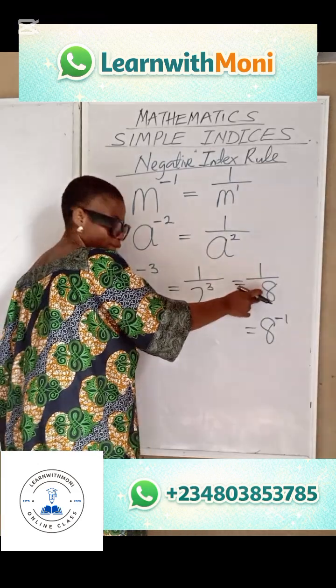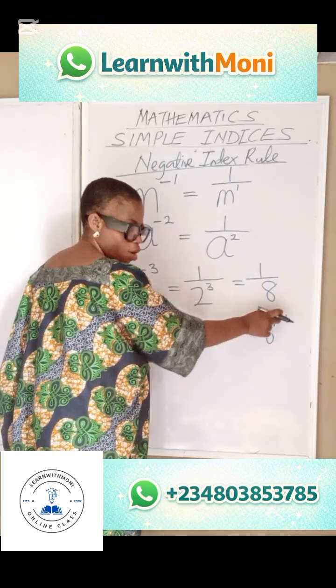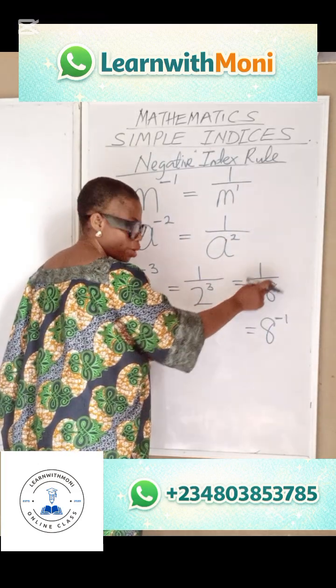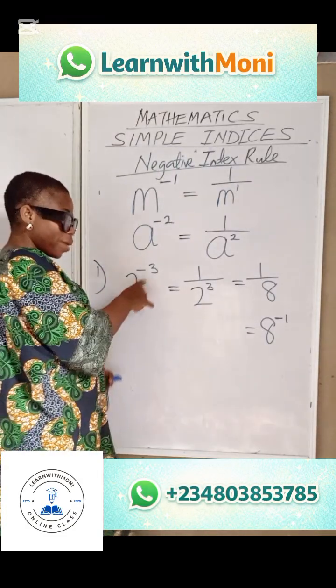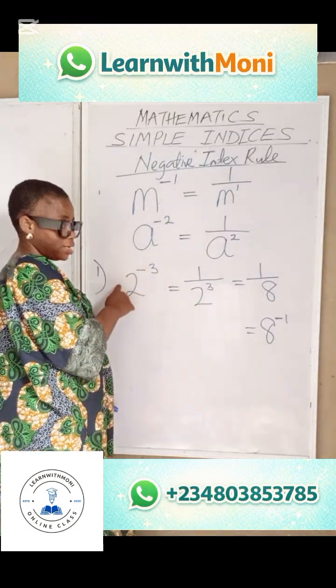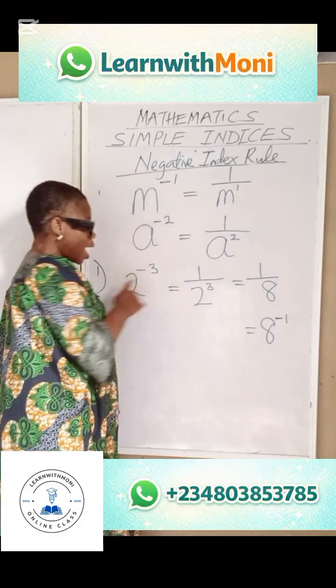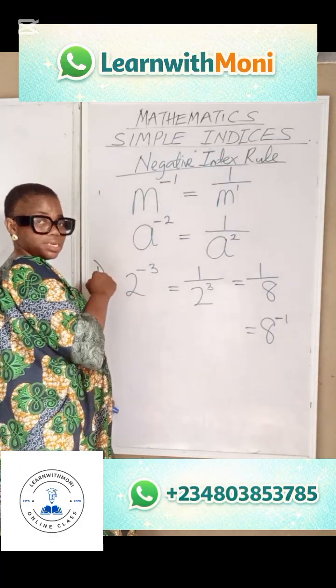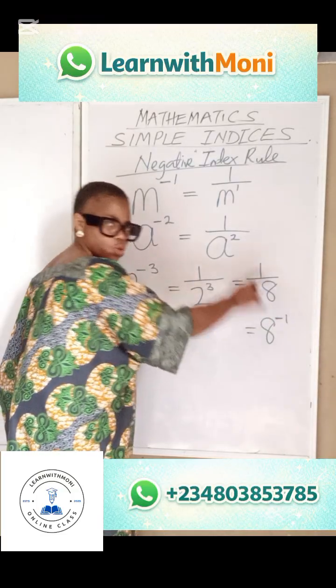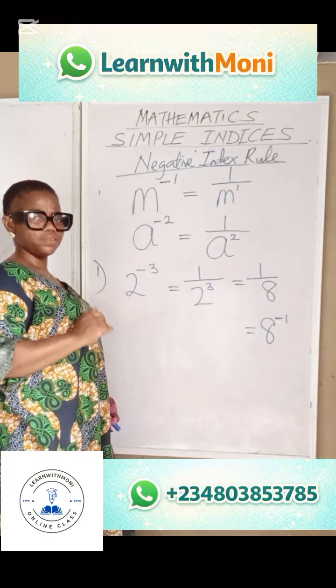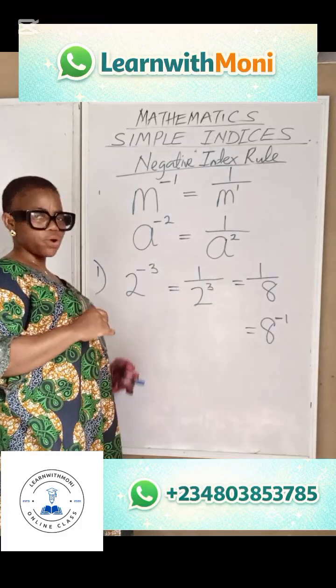This 1 over 8 is the same thing as saying 1 over 8 raised power 1. So that means 2 raised power 3 raised power minus 3 is 1 over 8, and 2 raised power minus 3 is also equal to 8 raised power minus 1. I hope this is very clear. Let's take more examples.